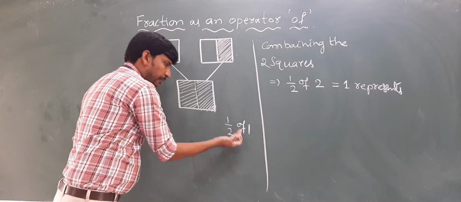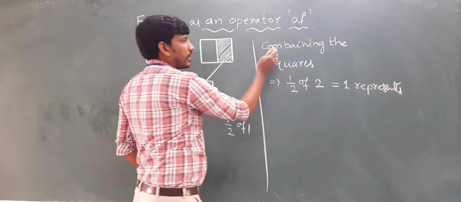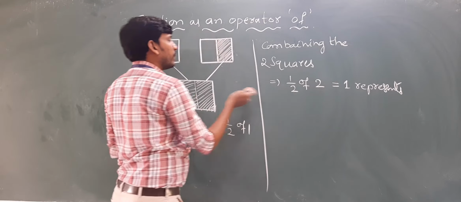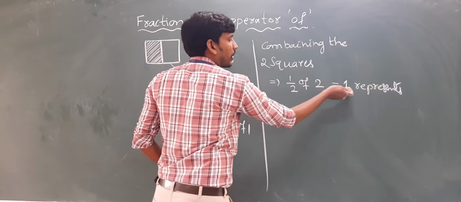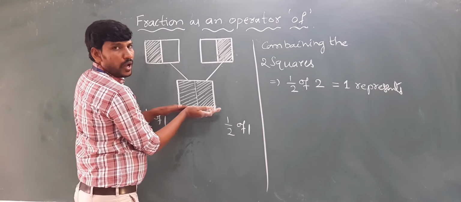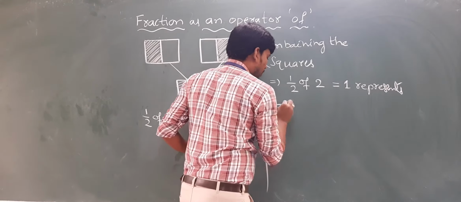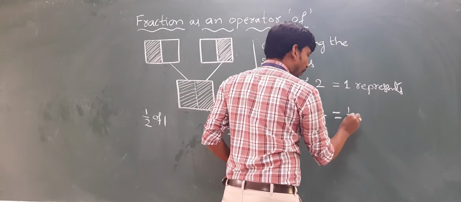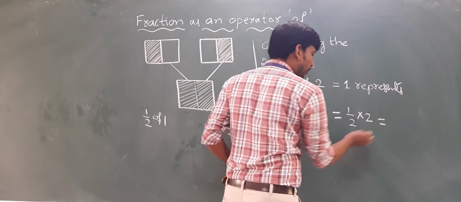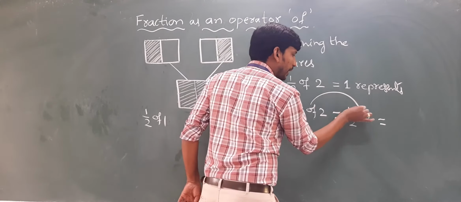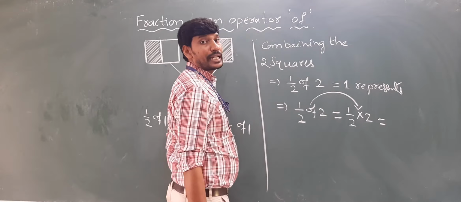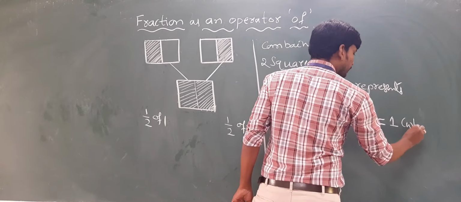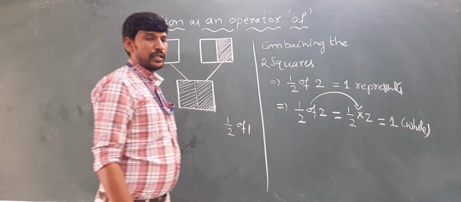I am combining these two. See, combining the two squares, what are you going to get? 1 by 2 of 2 means these two squares, which is equal to 1 whole. So 1 by 2 of 2 is equal to 1 by 2 into 2, which is equal to 1 whole. Of means multiply, product. I hope you understood that.